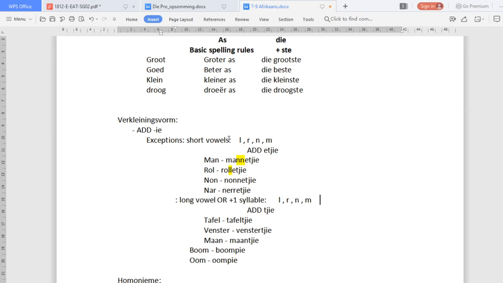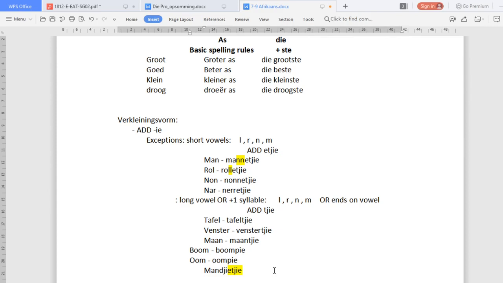So this rule with a long vowel or a one syllable word that ends on more than one syllable, that ends on L, R, N, or M, or ends on a vowel, gets TJIE. So let's see. Mynetjie. Okay, I like using that example because it looks like it's already in a diminutive with a JIE, except it's not. But it ends on an E, right? So we add TJIE.